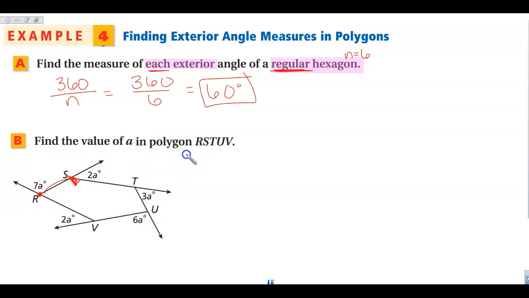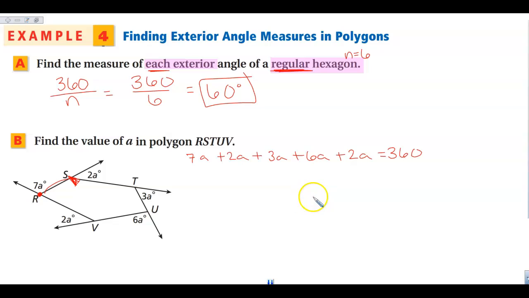Okay. I'm going to start with 7A. I'm going to do plus 2A, plus 3A, plus 6A, plus 2A. That's going to equal 360. Okay, so each of these, I've got 1, 2, 3, 4, 5, 1, 2, 3, 4, 5. Okay, so you just might want to double check things like that just to make sure that you haven't accidentally missed an angle.